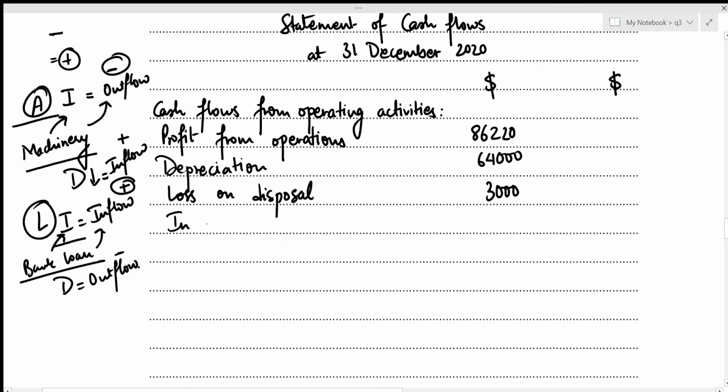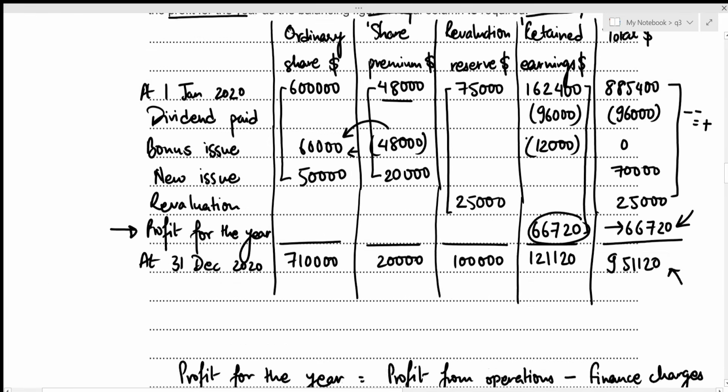Increase in inventories. And inventories are assets. An increment results in outflow, which is a negative. So we're just going to subtract the value of 15,000. Now let's have a look at another asset.